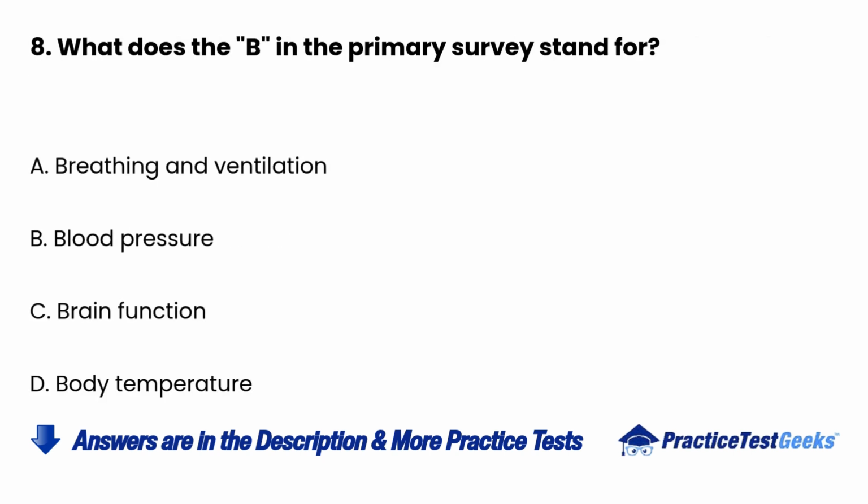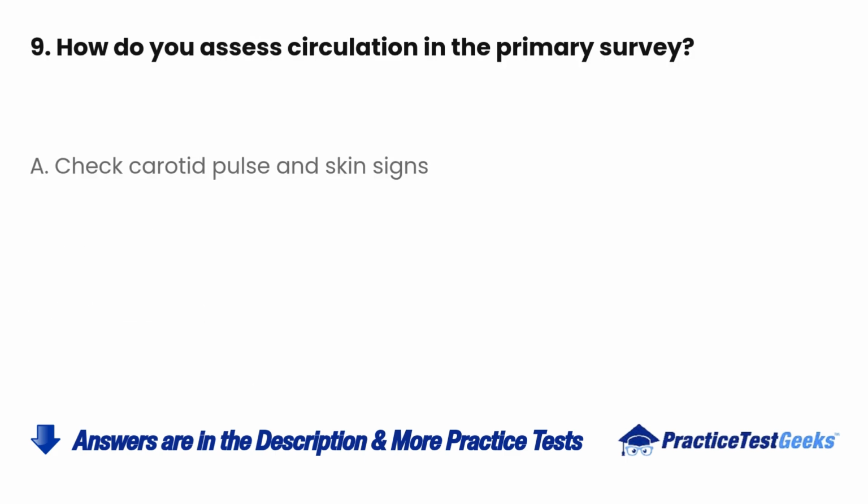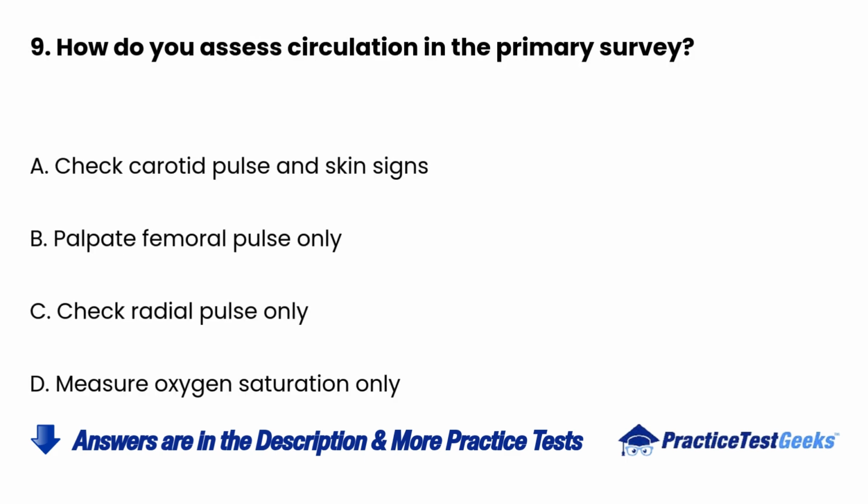8. What does the B in the primary survey stand for? A. Breathing and ventilation. B. Blood pressure. C. Brain function. D. Body temperature.